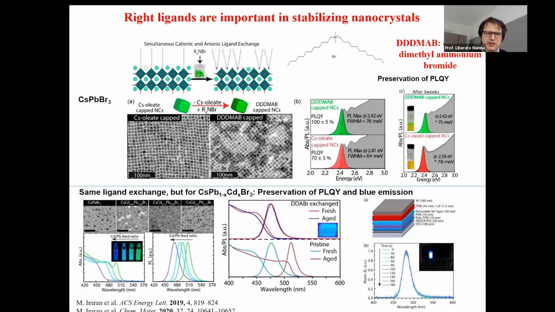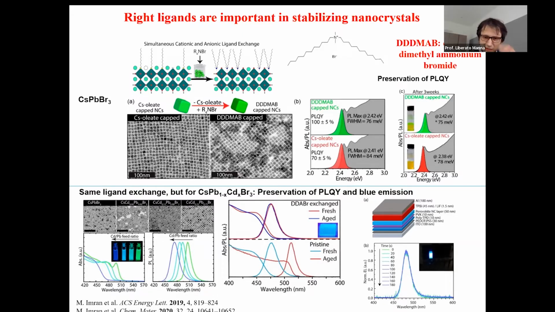So for example, if you start from cesium lead bromide nanocrystals and you replace the native cesium oleate ligands with the quaternary ammonium bromide ligand pair, you see that the optical properties of these nanocrystals remain constant in time and close to 100%. What you see in the lower panel of this slide is a synthesis of alloy nanocrystals based on lead and cadmium.